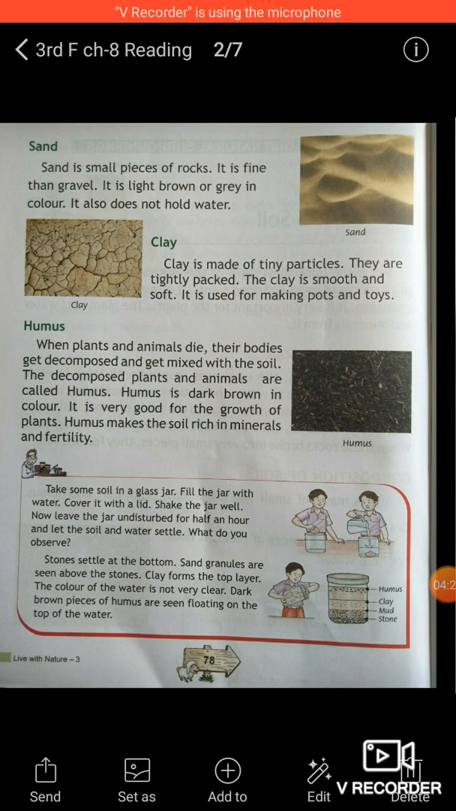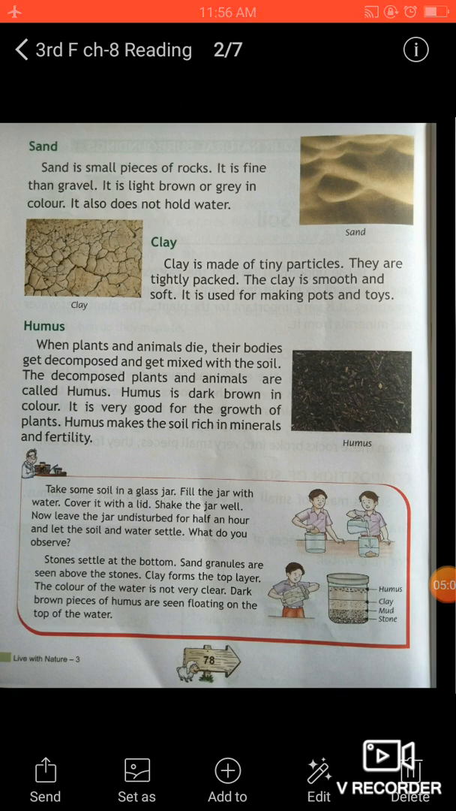Clay. Clay is made of tiny particles. Tiny particles means the smallest parts of rock. They are tightly packed. When you hold clay in your hand, you can see how tight it is, and the particles of clay are joined with each other. The clay is smooth and soft. It is used for making pots and toys.